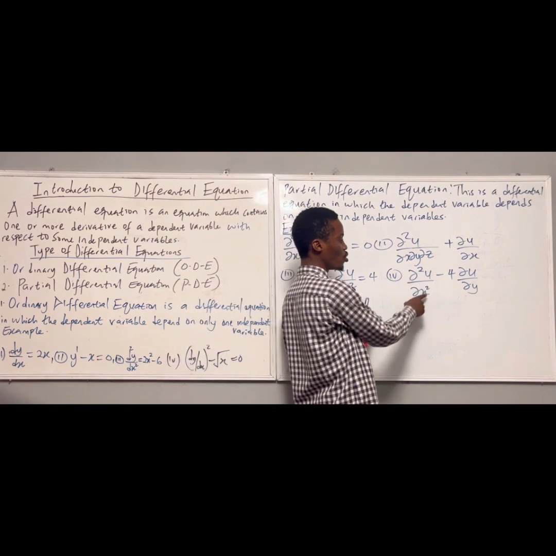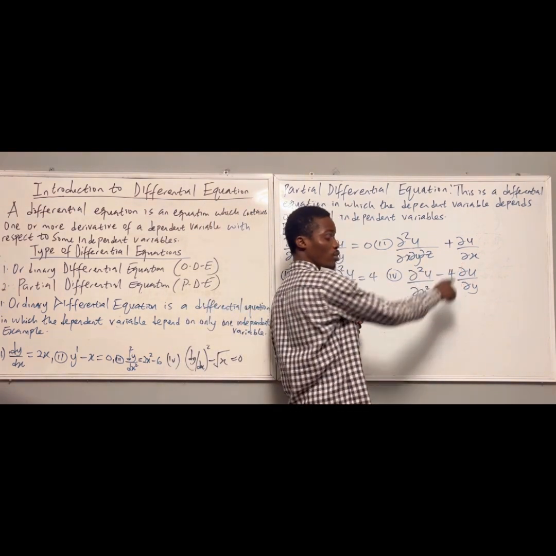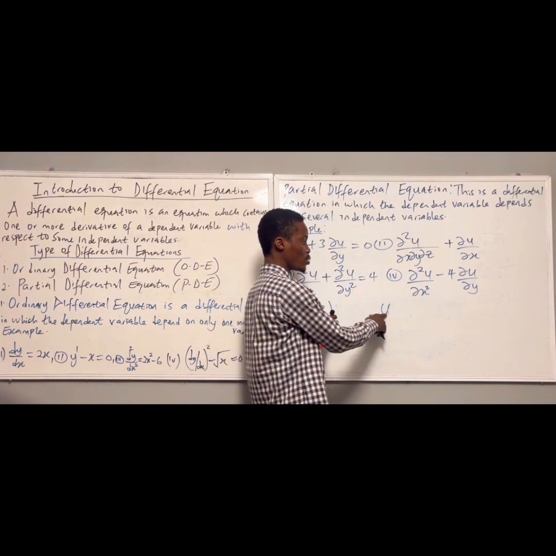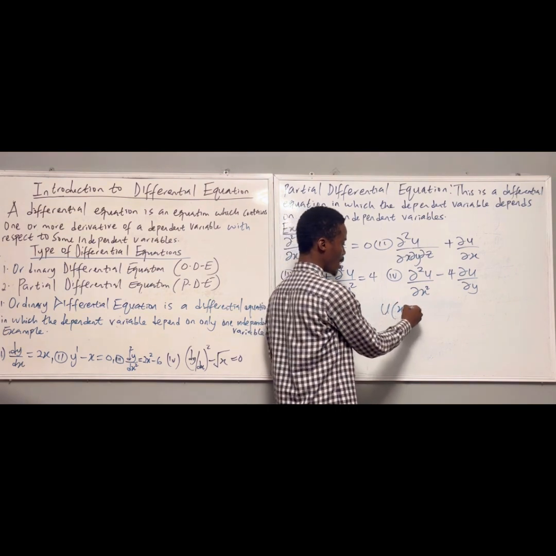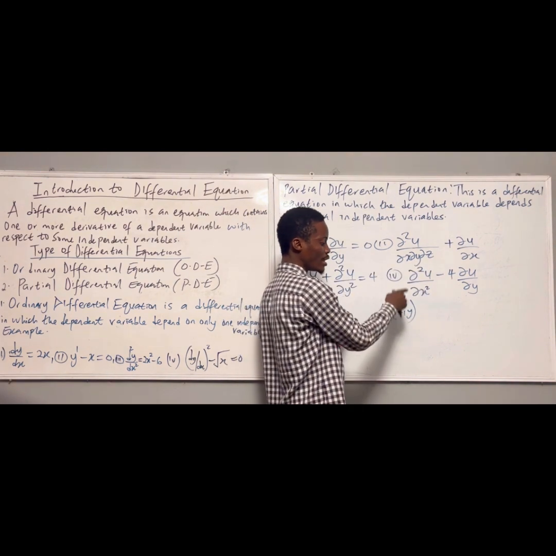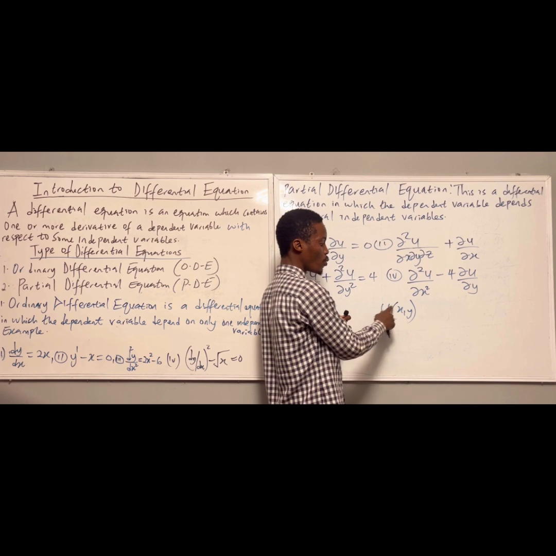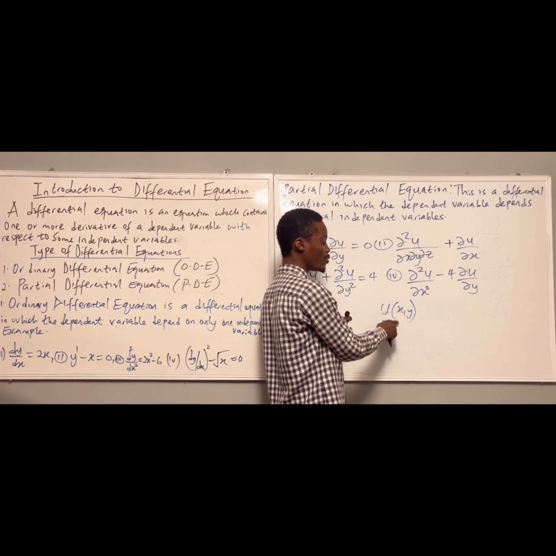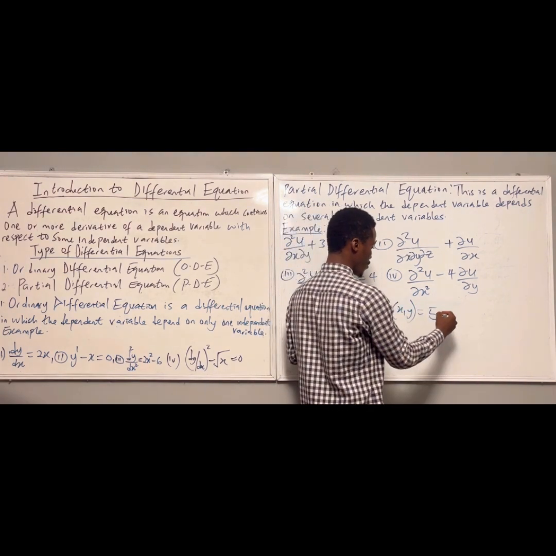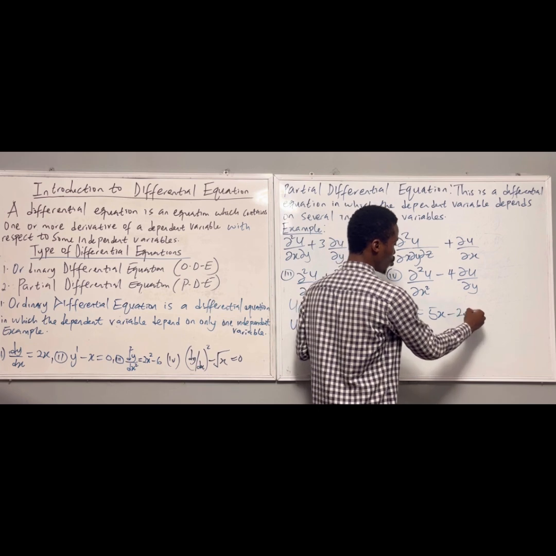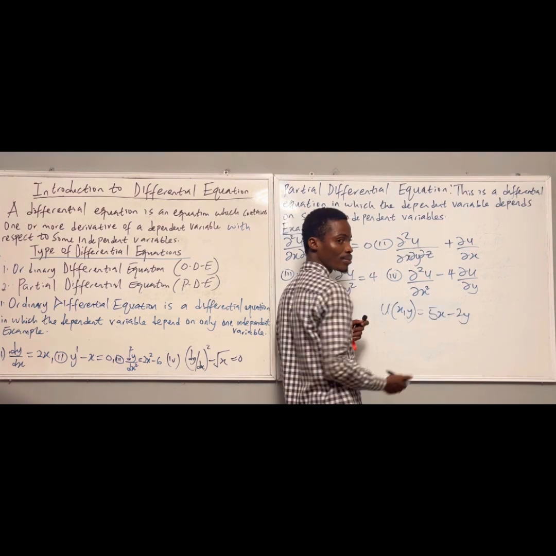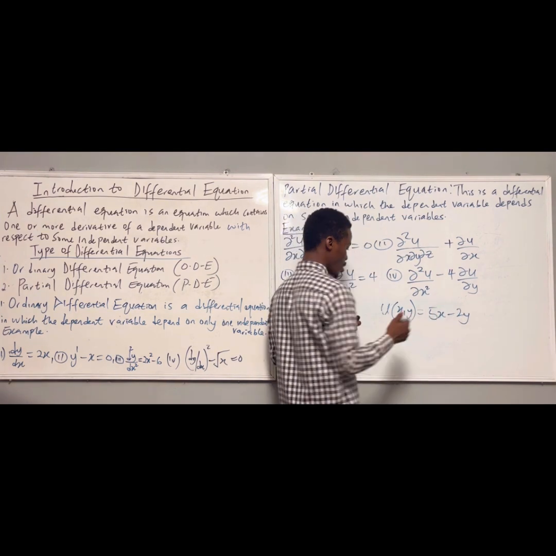Another example, del square u over del x square minus 4 del u over del y. You can see that u is the function. That u is a function of what? X and y. So that's why we have del square u over del x. That is, u is depending on what? U is the dependent variable, and x and y are independent variables. U is depending on x comma y. In some places, if I have 5x minus 2y, you can see this u as a function of x and y is affecting x, is affecting y. So that's a good example.